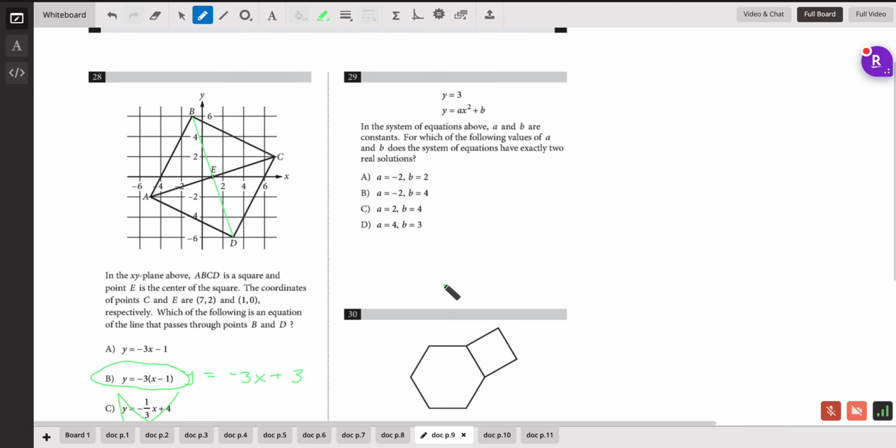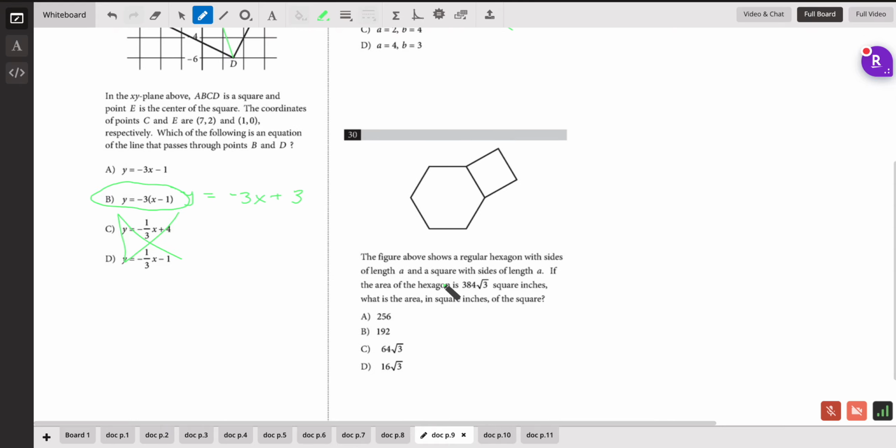29 was one that we were going to skip. And 30, the reason I'm going to skip this is because I don't know how to solve this unless you know the equation for the area of the hexagon. The equation for the area of a hexagon is A equals 3 square root of 3 over 2 times a squared, where a is the side of the hexagon. So you would solve this because you're given the area, and then you'd get the value for little a, and then you would solve for the square.